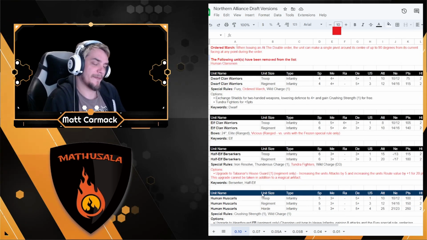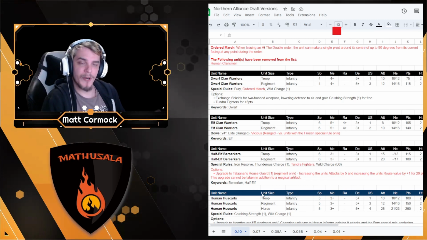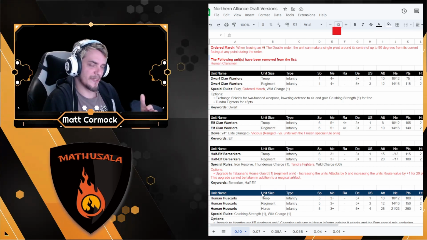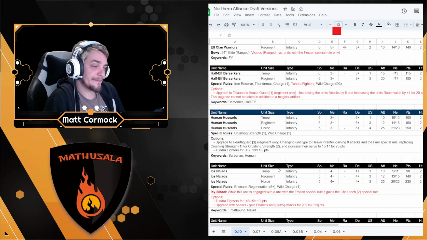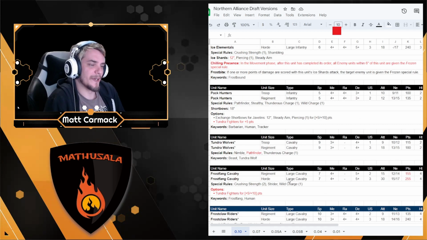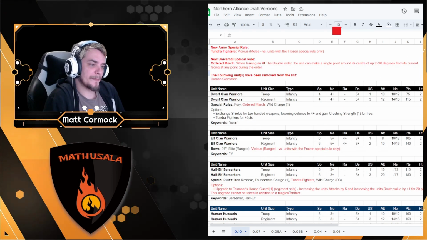At this point it was called Tundra Fighters. And making it an optional upgrade for a number of units, except for the ones who needed it most. So Half-Elf Berserkers were under the power curse. They got it as not a free buff, but as a buff. And the other units that got it were usually very small, or very specific changes to improve that.